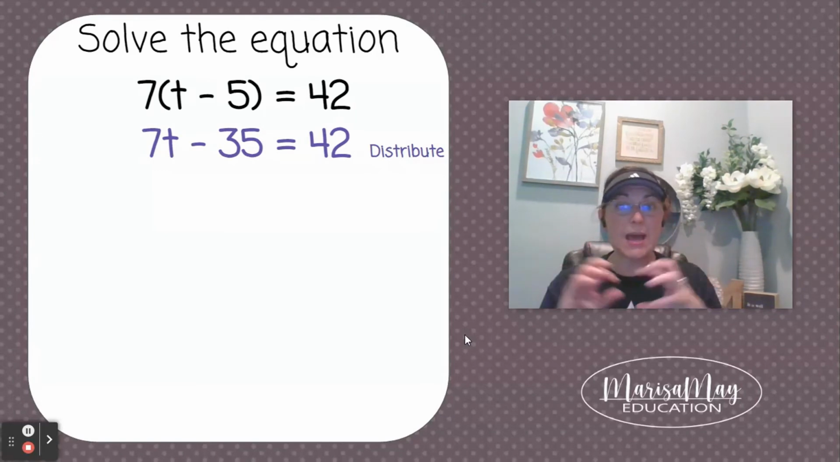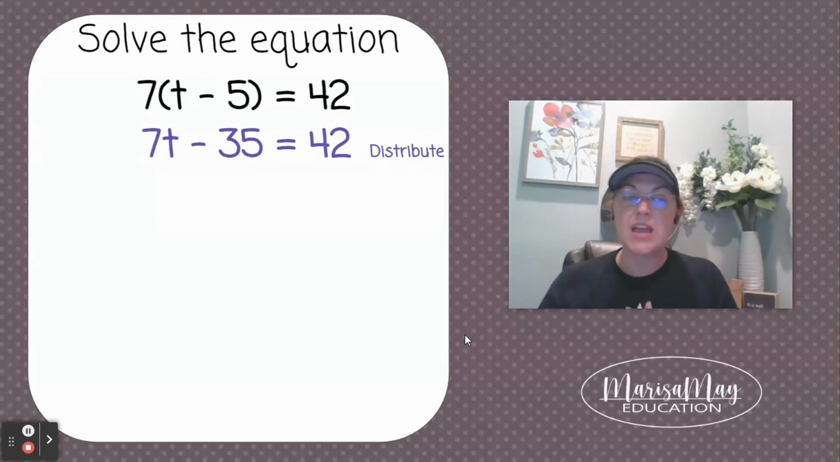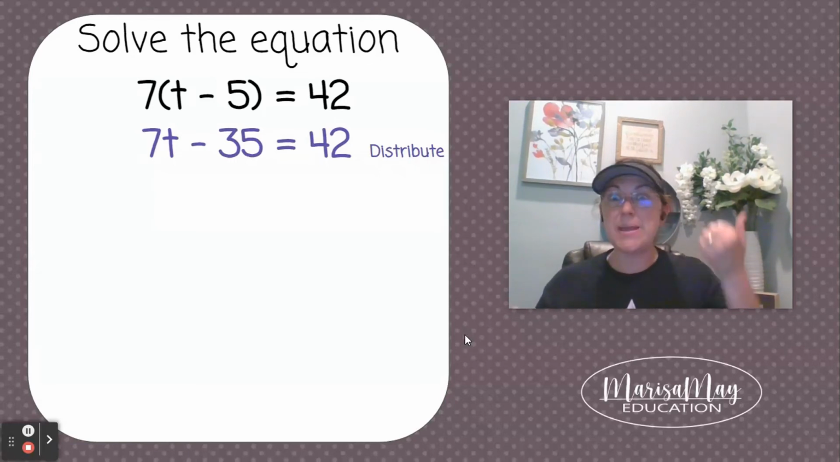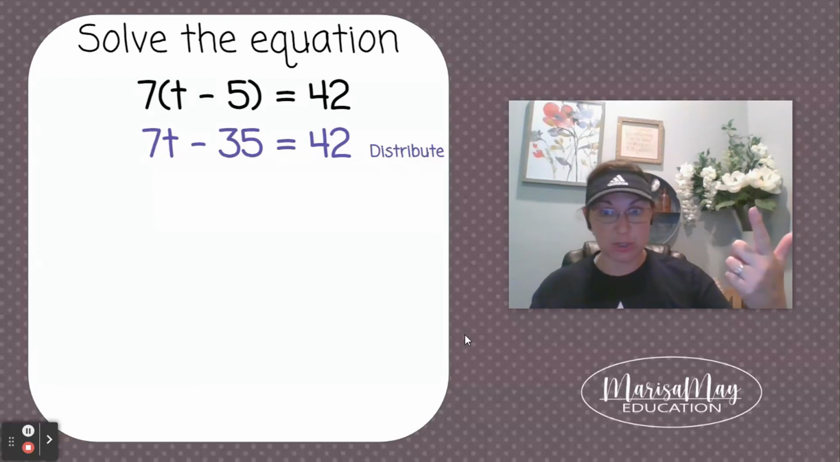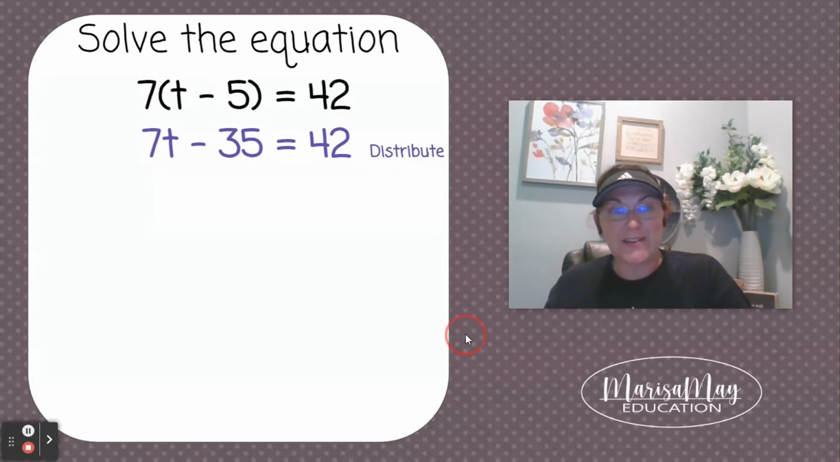So that first step is a simplify step. It is using the distributive property. Now look at our equation. We've got two things happening to that variable t. We're back to a two-step equation. So now we can ask ourselves that question. What's happening to the variable? Being multiplied by 7, being subtracted by 35. So we're going to do the opposite. Remember, we take care of add or subtract first. So we're going to add 35 to both sides.